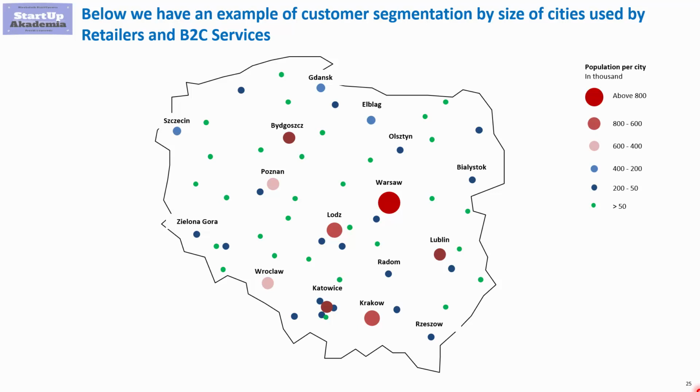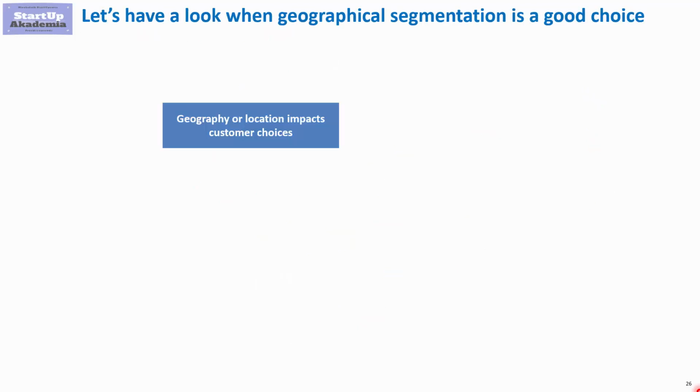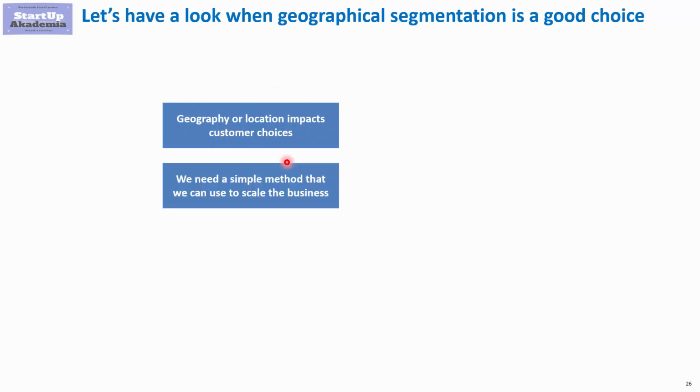Now let's have a look when we would actually consider this sort of segmentation. So the first is quite obvious. We assume that geography or location impacts the customer choice, and we assume that people within the same type of location will roughly behave in the same way. Geographical segmentation is quite often used at the very beginning when you need a simple method that you can use to scale the business. So in other words, it gives you a very general yet useful at the beginning suggestion on how you should modify your product to adjust to a specific region or location.